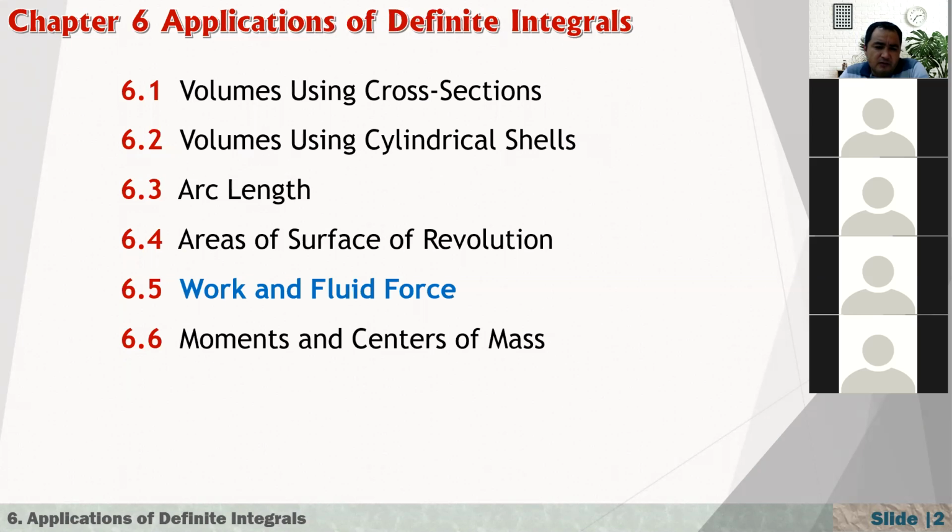So now in this class today, we are going to talk about work and fluid force in this session. And next session, I'm going to start chapter 7. Okay, as you see here, 6.5 and 6.6 are actually applications of definite integrals. Understanding the problem, you need to model this, and it takes time. So maybe we may have another problem solving session and solve actually more problems related to these concepts.